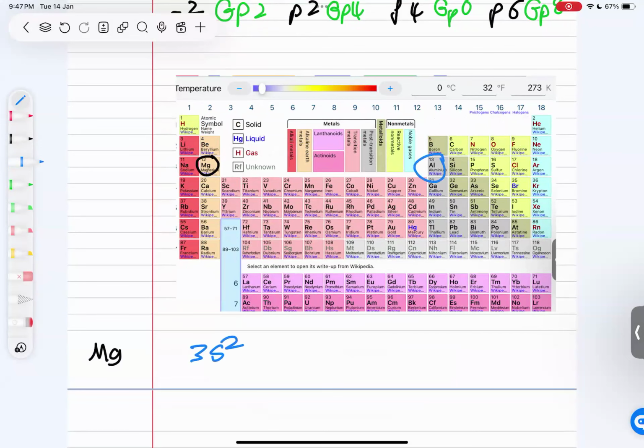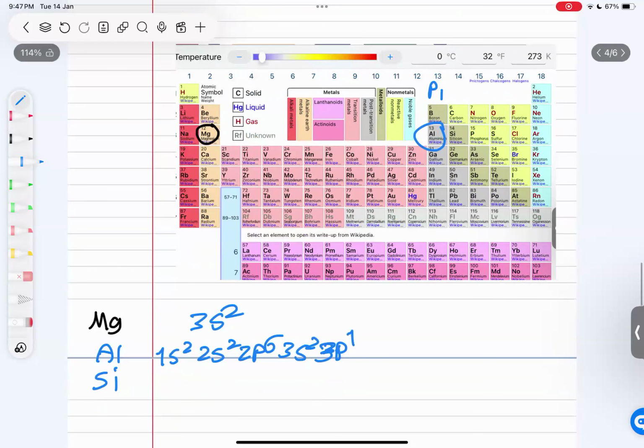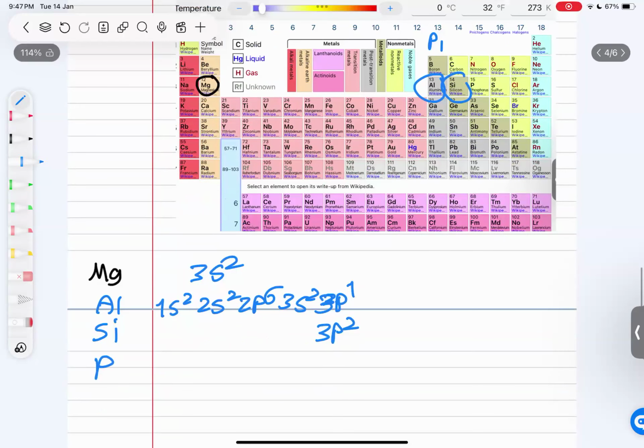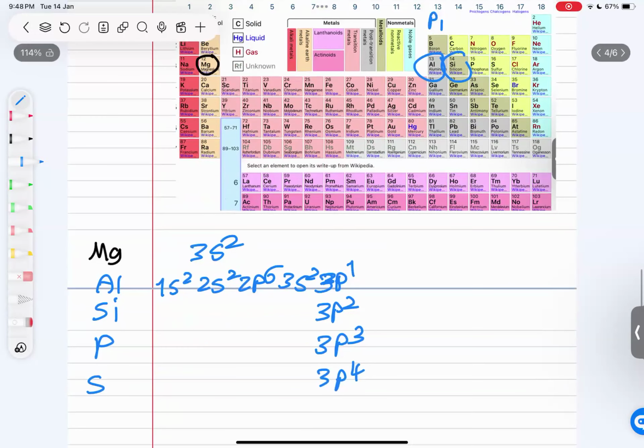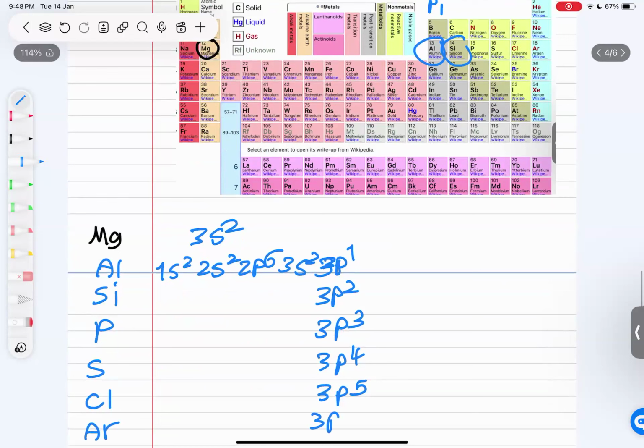Aluminum: 1s2 2s2 2p6 3s2 3p1. Silicon, where is silicon? Okay, 3p2. Phosphorus 3p3. Sulfur 3p4. Chlorine 3p5. Argon 3p6. Good.